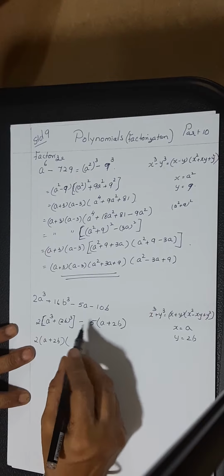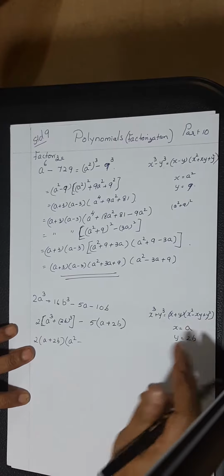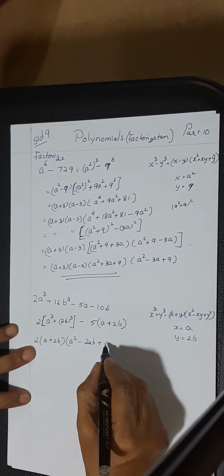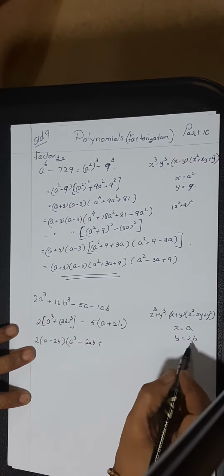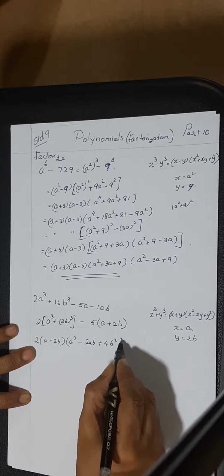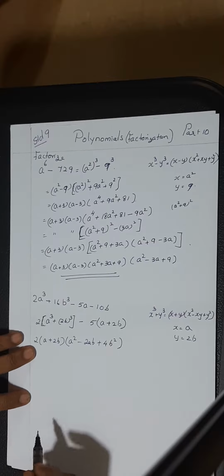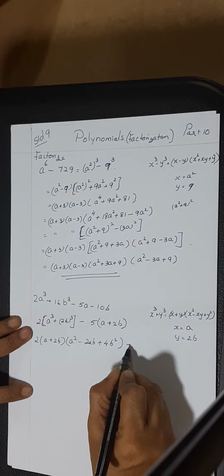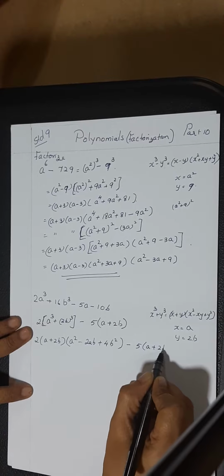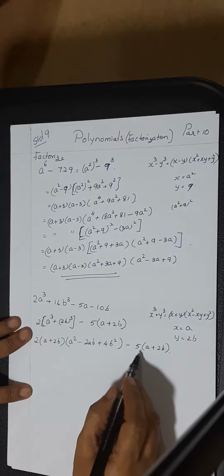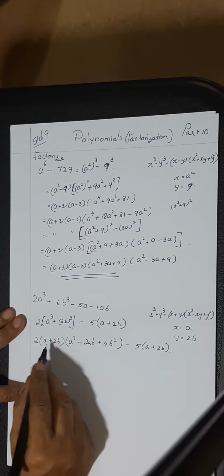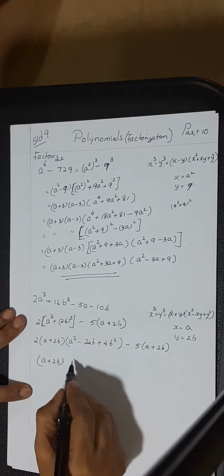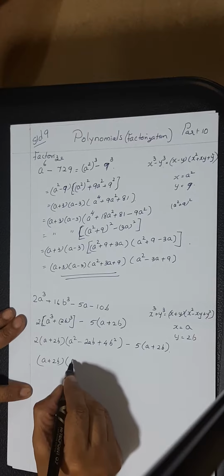So a plus 2b into a squared minus xy, so 2ab, plus y squared. Y squared is 4b squared. Minus, now this will become minus 5 into a plus 2b. Now a plus 2b is common in both the terms. We will take out a plus 2b. So we are left with 2a squared.